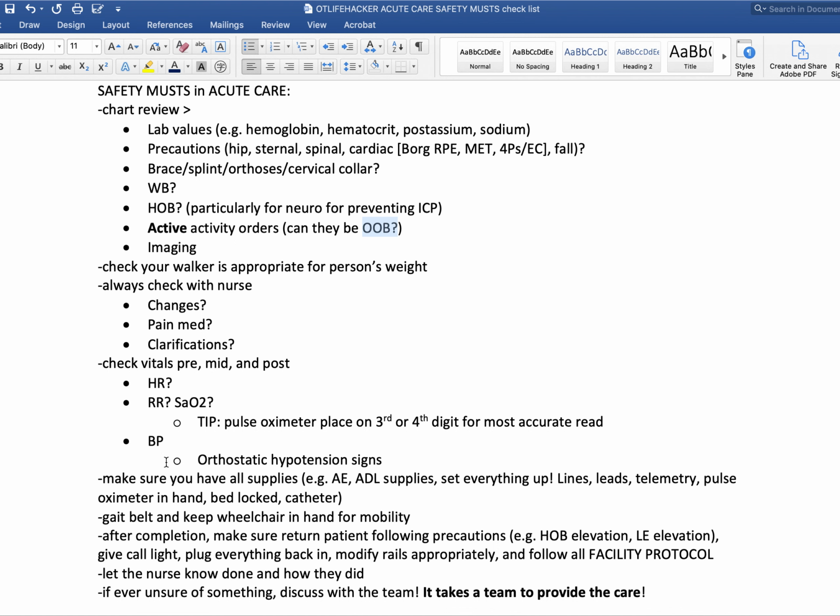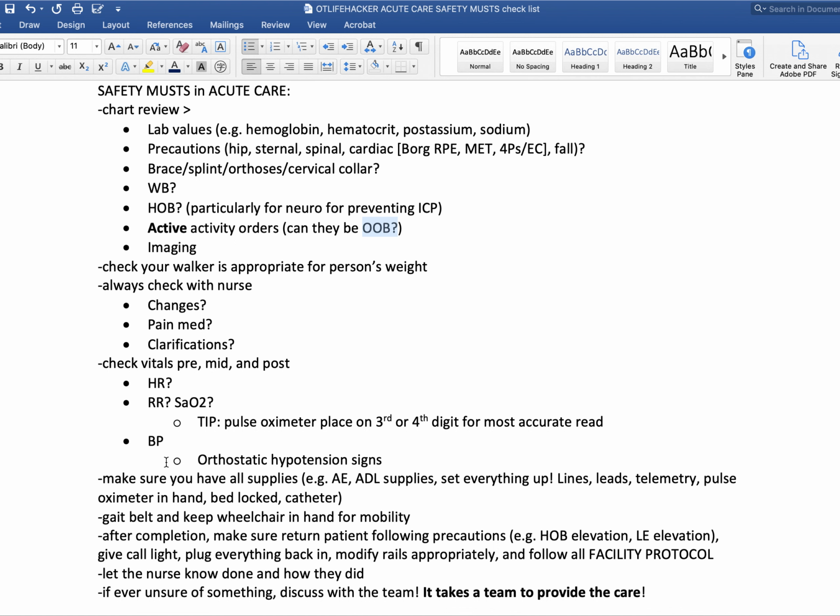If you're doing supine to sit for patients who are not very stable, you've got to make sure you're checking. Now, make sure you have all the supplies. Do you have the adaptive equipment for the ortho patients that you need on hand when you go to see them? Because it's not only for the effectiveness and safety of care, it's also for efficiency of care.